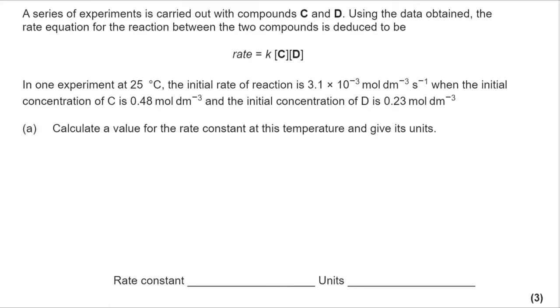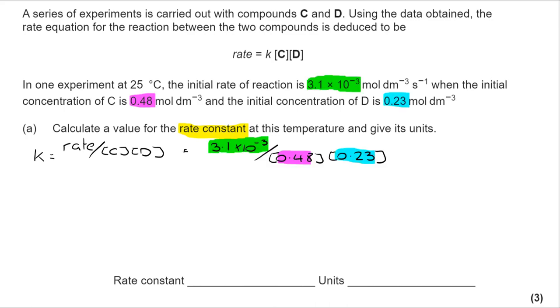So in part A, we've been given the rate equation for the experiment with compounds C and D, and we've also been given lots of data as well. Now, your job is to calculate a value for the rate constant, K. So we need to make K the subject, and we rearrange the equation, and we get that K is rate over concentration of C times concentration of D.